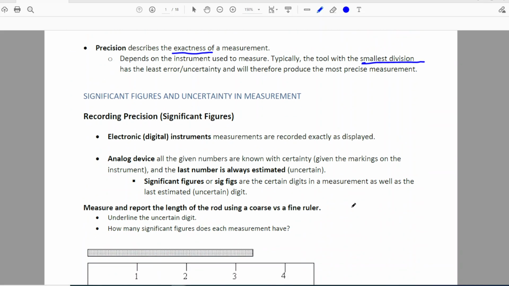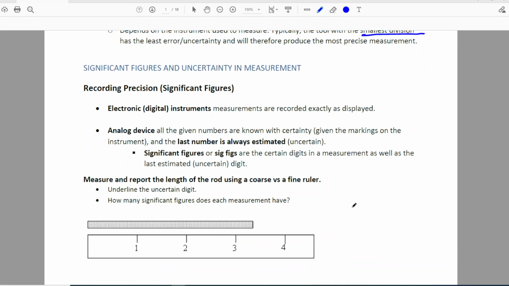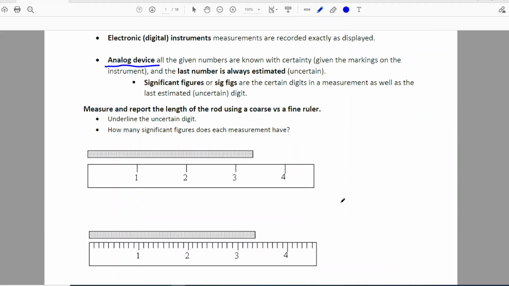When we are looking at these measurements, we are going to be recording their precision to the correct number of significant figures. Now, for an electronic or digital instrument, you just record it as it's displayed because they give you as much precision as they can. What we're going to be focusing on here are the analog devices. Analog devices are things like the rulers and the thermometers. And what you have to know is that there are going to be numbers that are known with certainty. In other words, these division lines are known with certainty. And you always want to record to the most certainty that you can.